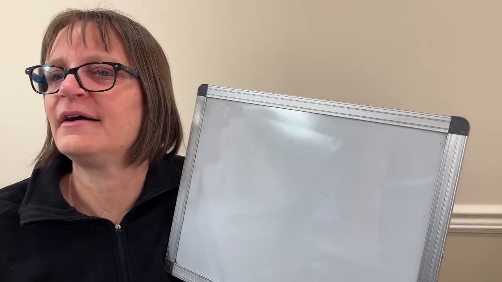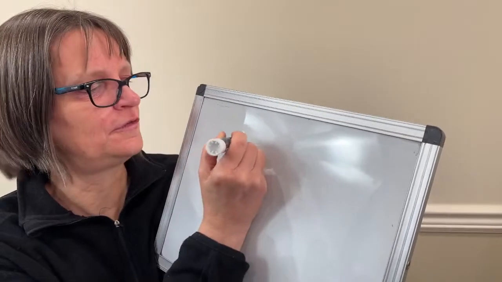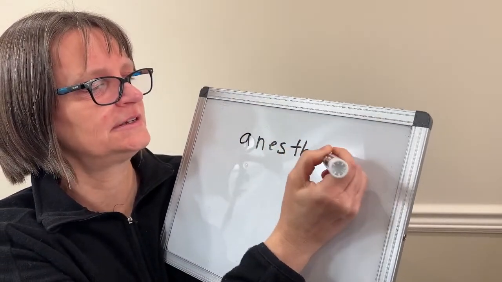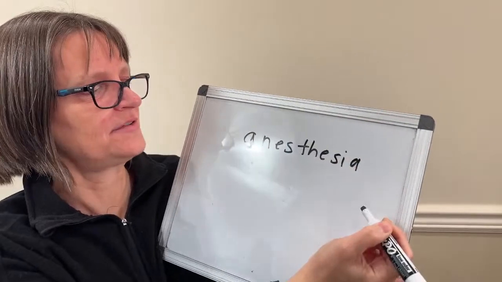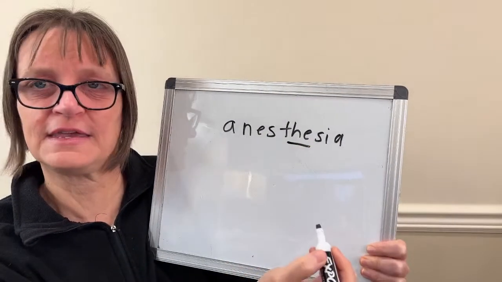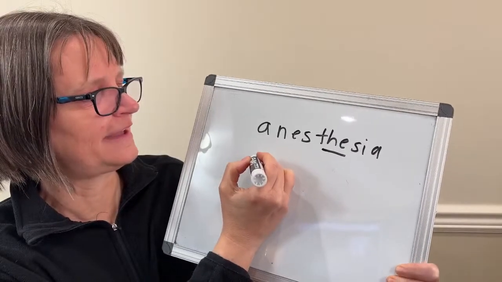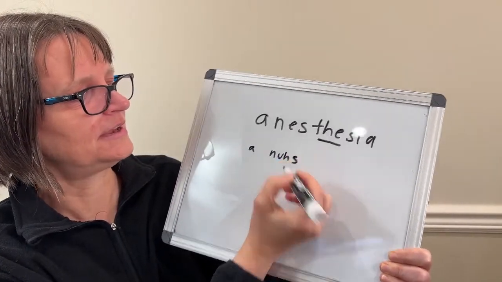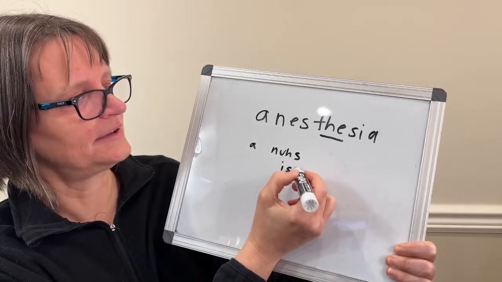Okay, great. We have a question about anesthesia. So I do have a video for this one as well. So for anesthesia, we have our j sound again. So the stress is on the second syllable. So we have an-es. I would say us. Anesthe.